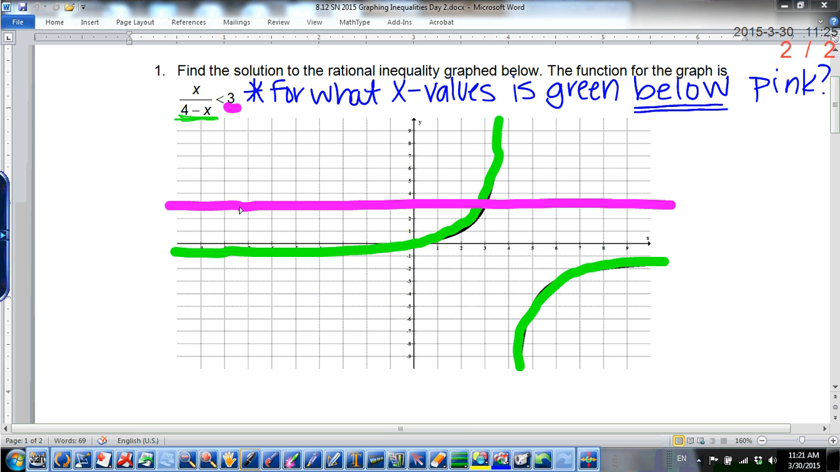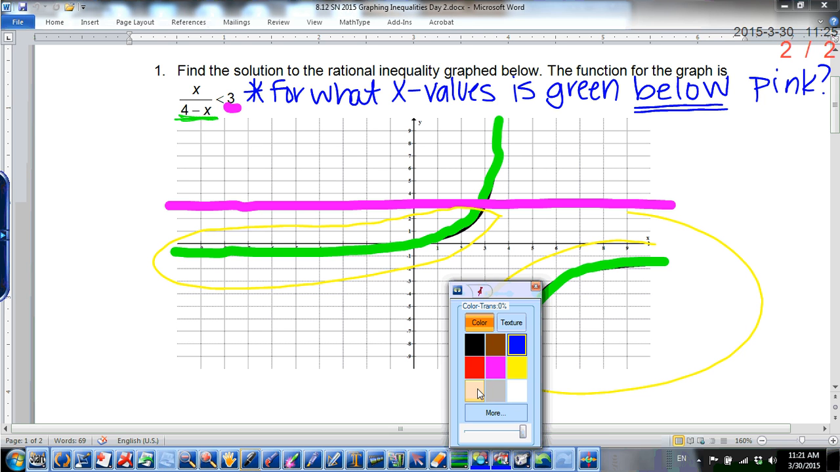So here's my pink graph. Here's my green graph. So would you agree for this piece, and for this piece, we are below the pink line? Yeah? Okay.